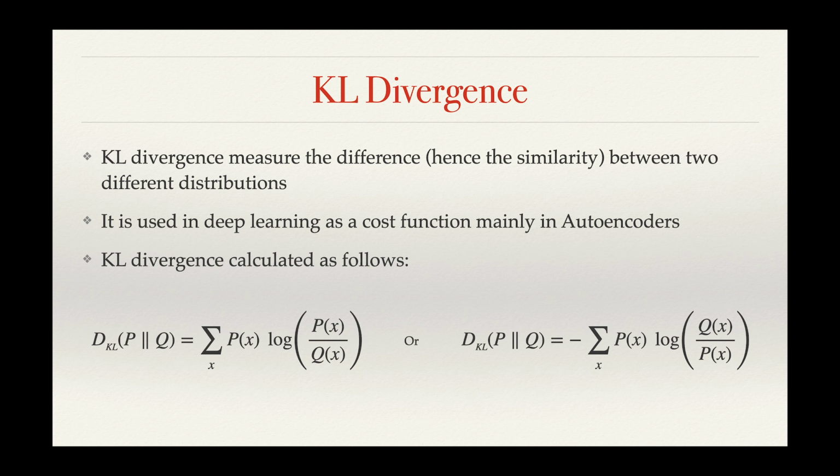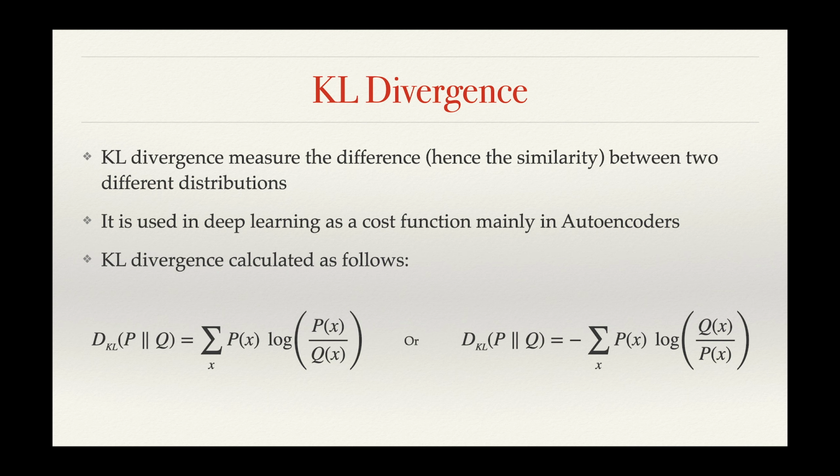Here also you can measure the difference, or actually the divergence, between two distributions. And of course, the lower the divergence, the more similar two distributions are. It is used in deep learning as a cost function, mainly in autoencoders. We will see that later. KL divergence is calculated as follows.